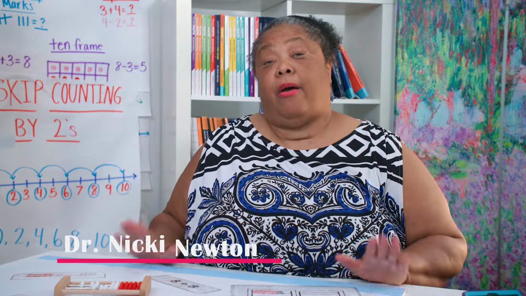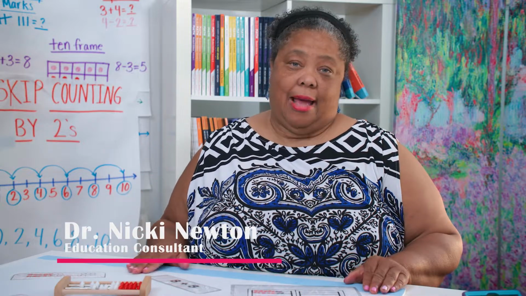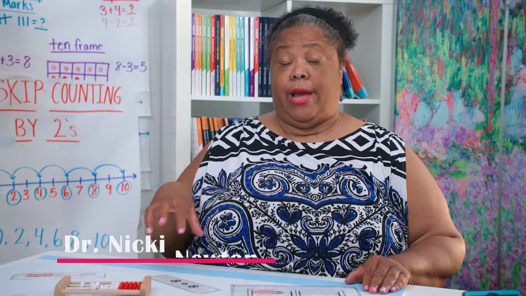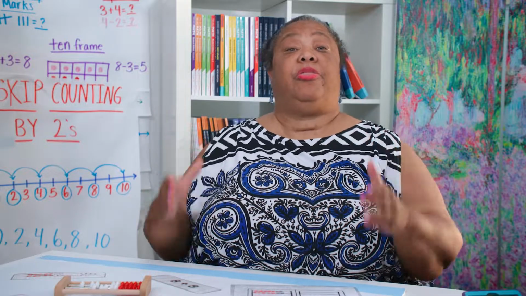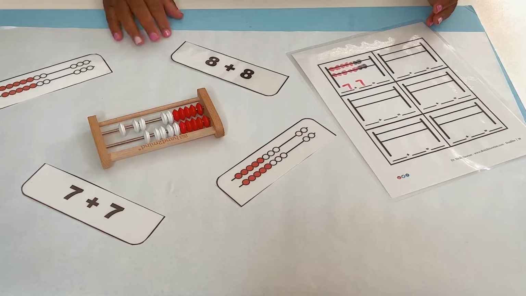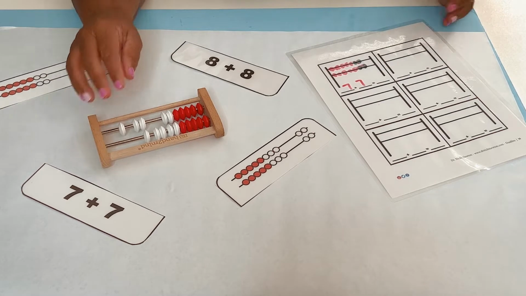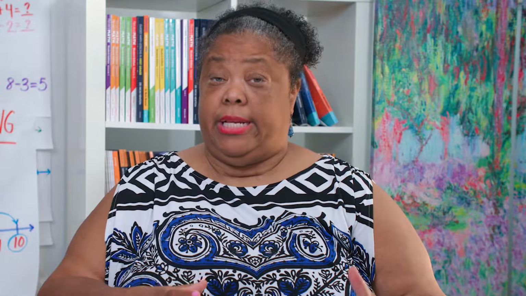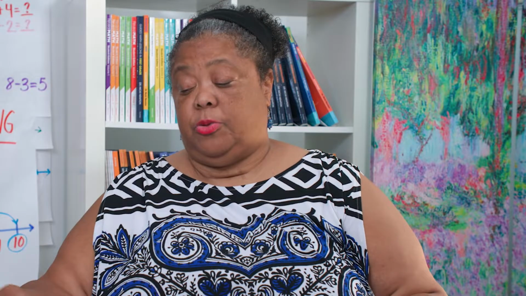Hey, here we are. We're talking about concrete, representational, and abstract, and we're talking about it in first grade. Remember, in first grade, your fluency is within 10, but you're exploring strategies all the way within 20. So this is like when you're exploring doubles, and you can do lower doubles within 10, and then the rest of the doubles up to 20.